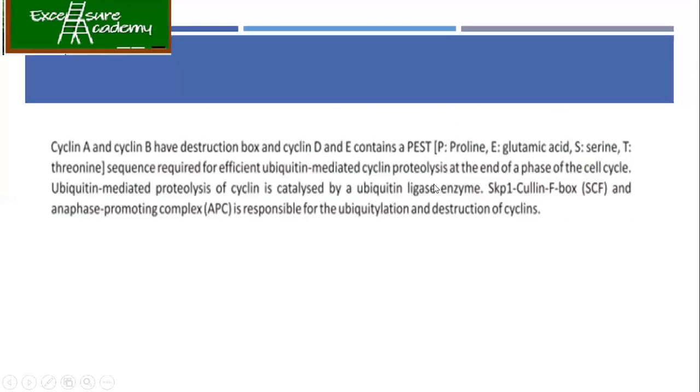So what does it mean? Till now we were talking about how these cyclins have been increasing in concentration. Now they need to be decreased or restricted. So how? A and B have their destruction boxes, whereas D and E contain the PEST sequence, to which ubiquitin will be added so that it is targeted for proteasomal degradation.